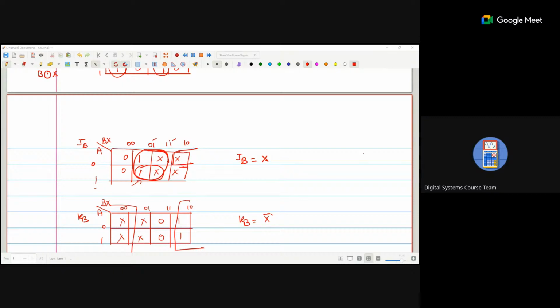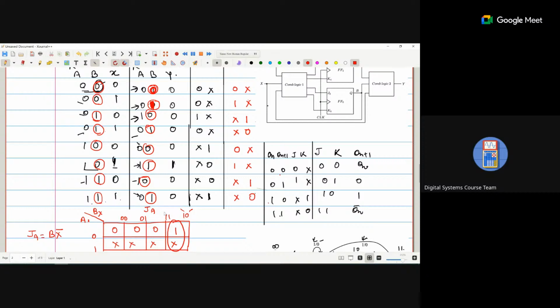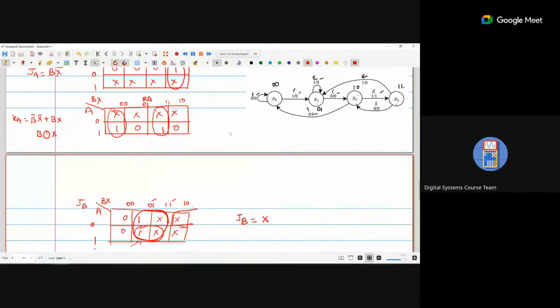Okay, the Boolean expression for the output Y is given. So we are already given the Y. Y is only 1 in this situation, so it is B bar X. This one. Okay, now copy this image.